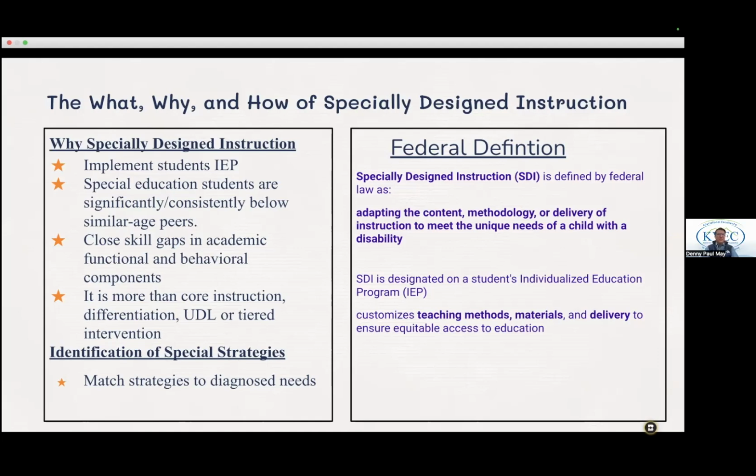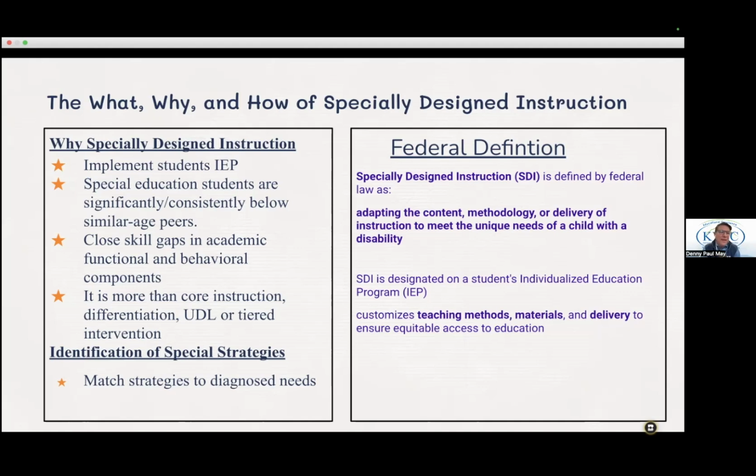And down this left-hand side of the page, we see implement students' IEPs. Ann Benninghoff says in her book that it's a civil right for students to receive specially designed instruction. And it's something more than what they're getting in core instruction, more than what they're getting in tiers, more than what they're getting with differentiation. Special education students are significantly and consistently below similar age peers. That's why we do it, okay?